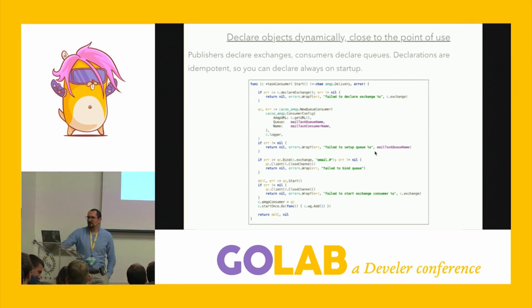Another tip that I can give you is to declare objects dynamically close to the point of views. This means that every time you start up the publisher or a consumer, you have to make sure that the RabbitMQ objects they're going to work with are there. So if you start up a publisher, you need to make sure that the exchange that this publisher is going to publish to is there. If you start up a consumer, you have to make sure that the queues are there so the consumer can actually start doing some work.